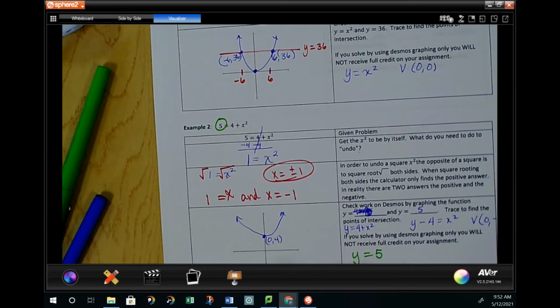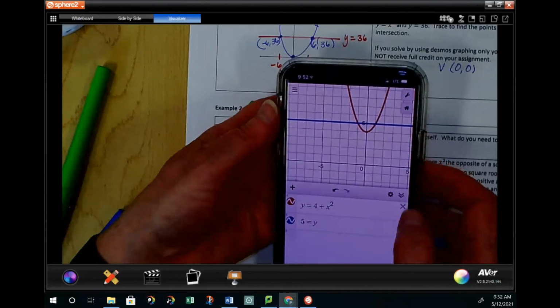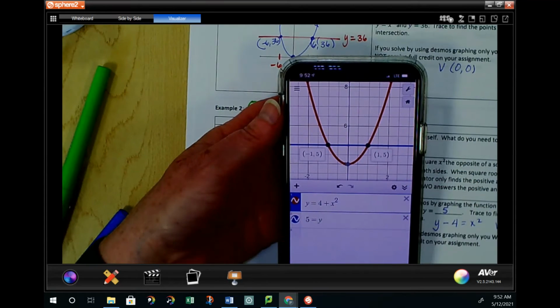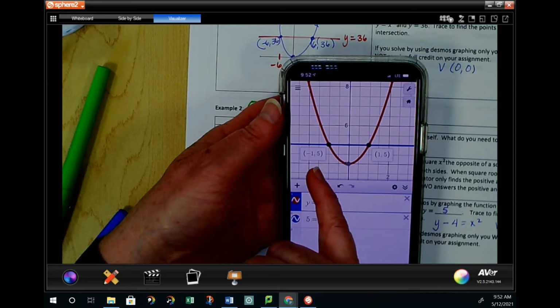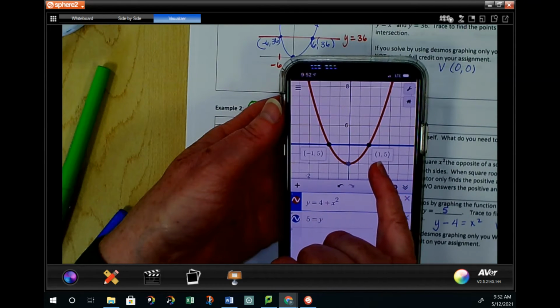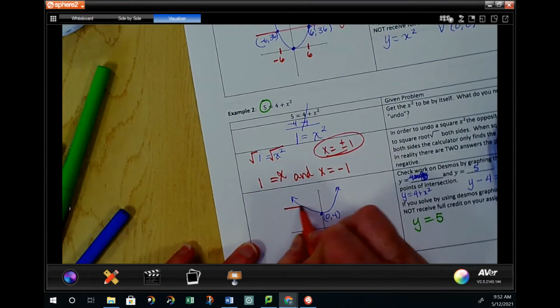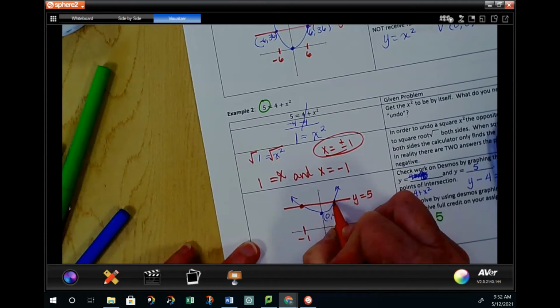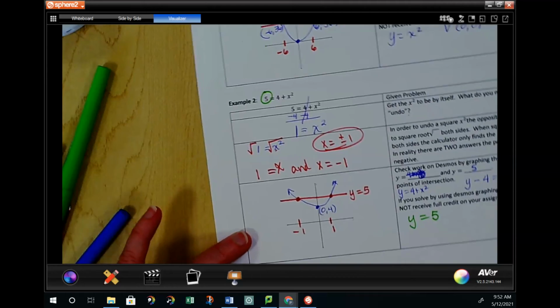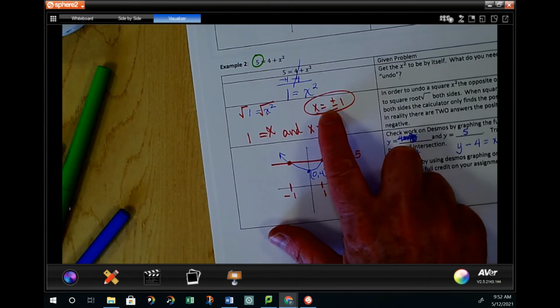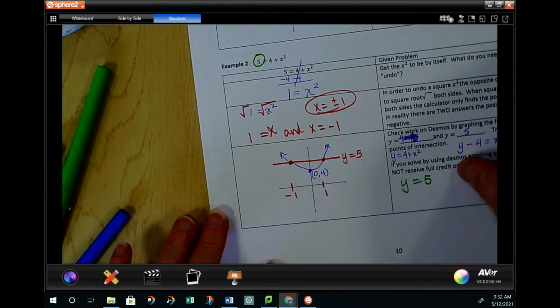So y equals 5, and then I just take my Desmos, and I'm going to make this bigger so we can see. And then I just find where they intersect. So when y is 5, I get negative 1, and when y is 5, I get positive 1. So on my graph here, y is equal to 5, I get this to be negative 1, and I get this to be positive 1. Notice my graph is not perfect. So then that matched what we got up here, positive 1, negative 1.